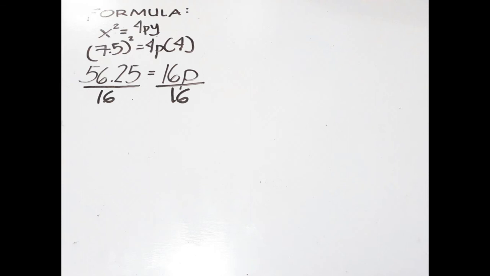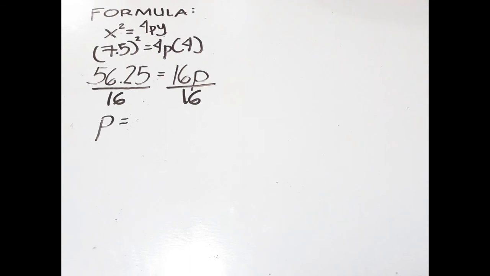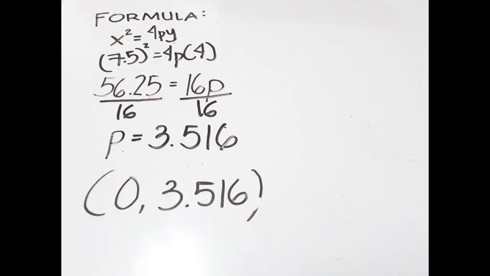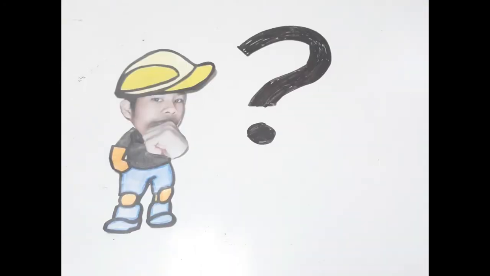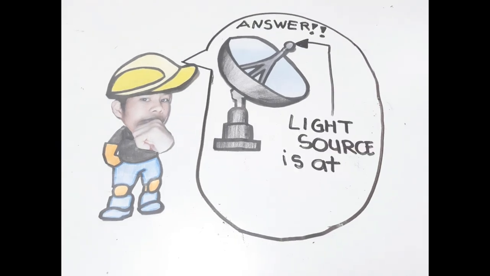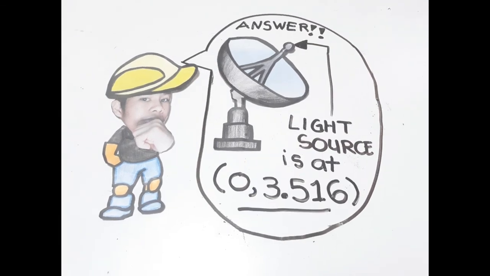So 56.25 divided by 16 is equal to p, which is the light source, equal to 3.516. So if we're going to plot it, it is located at 0 on the x-axis and 3.516 on the y-axis. So that was the answer. The light source is at 0 on the x-axis and 3.516 on the y.